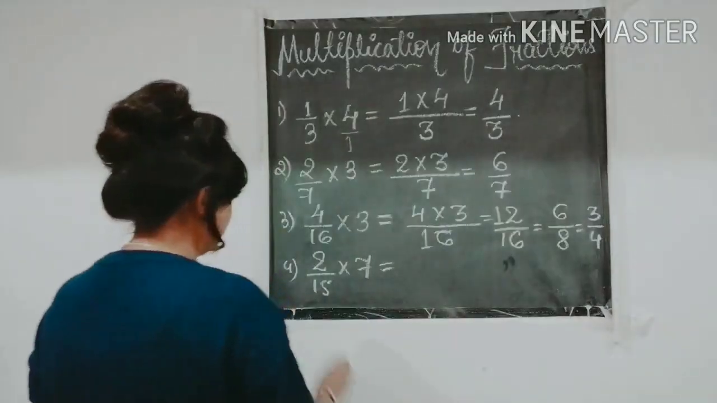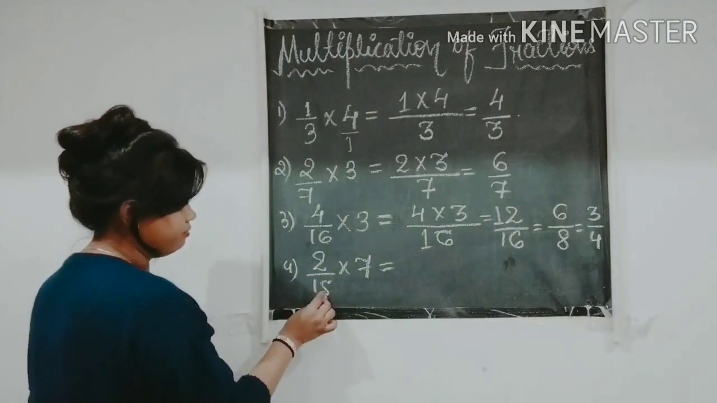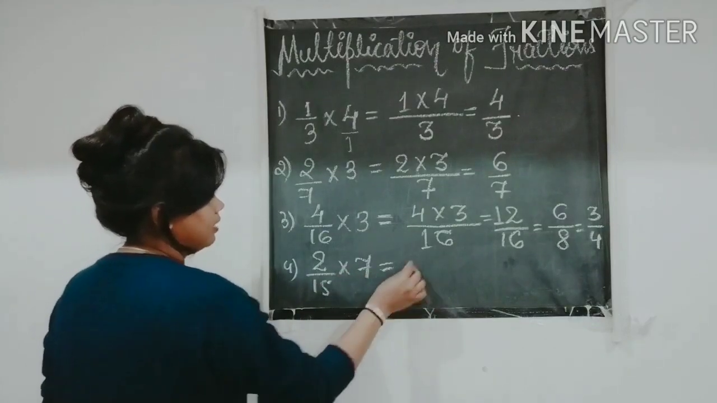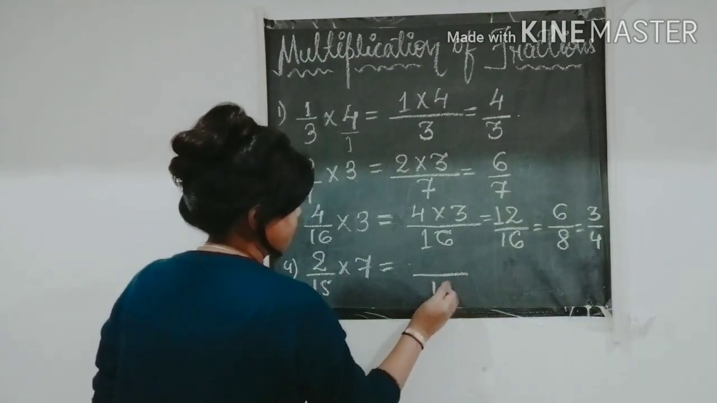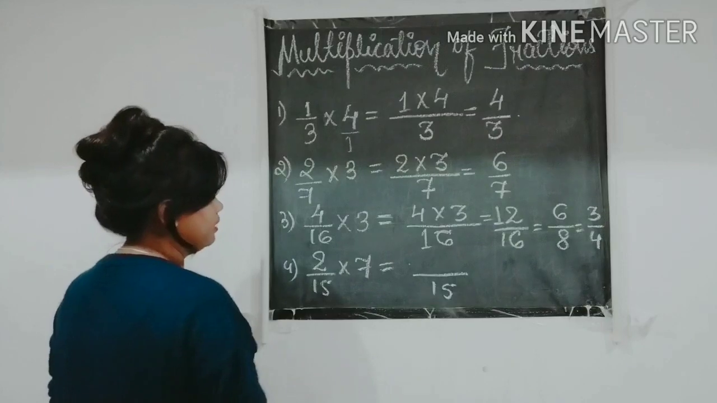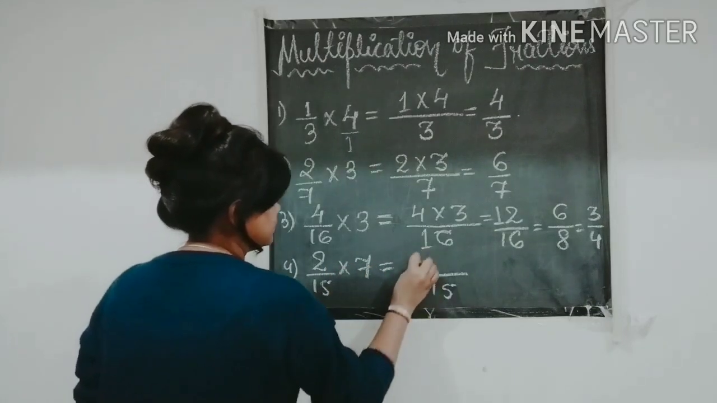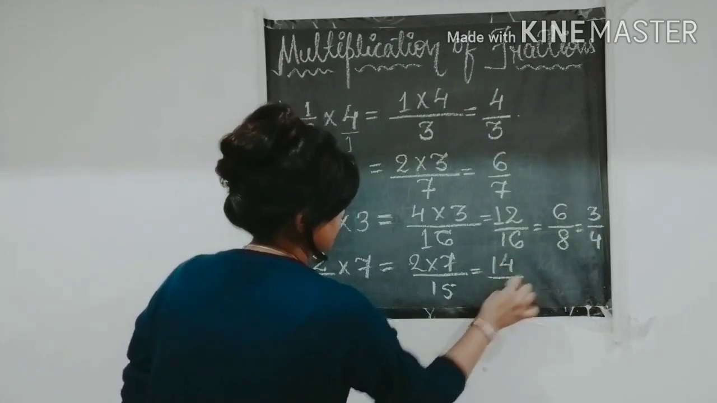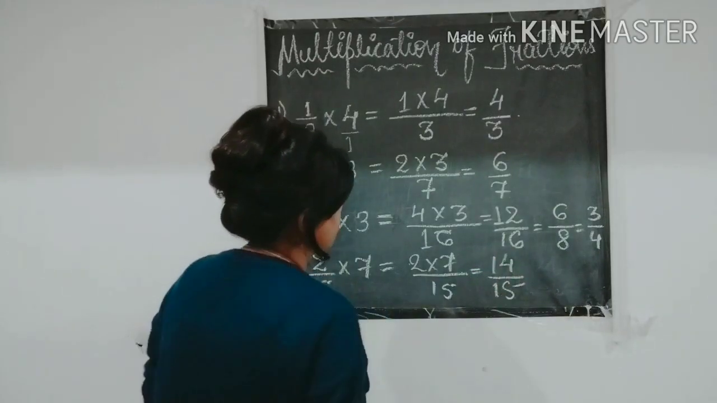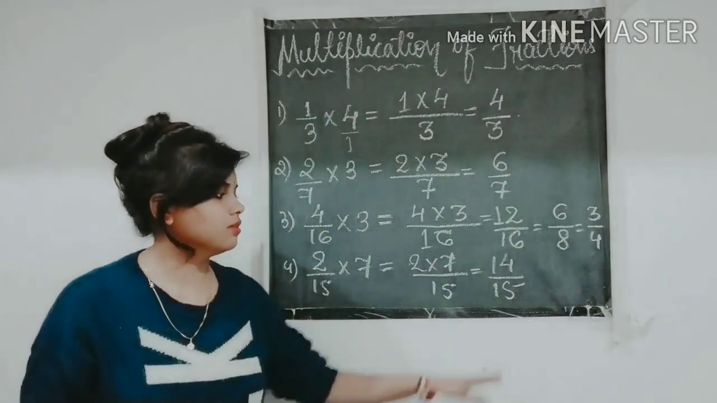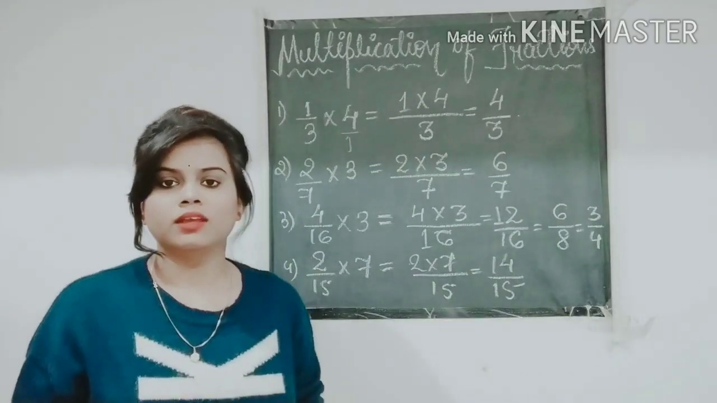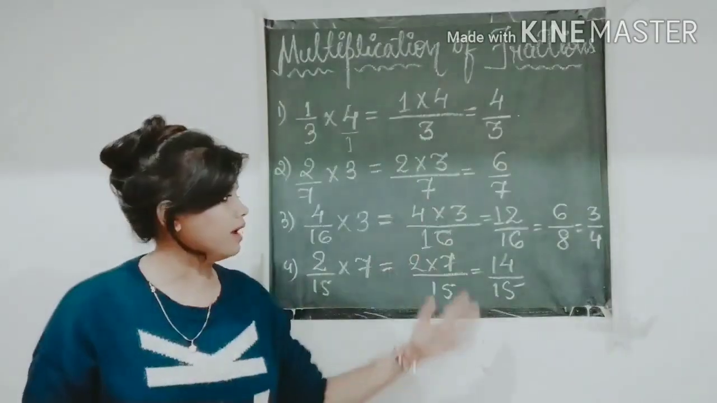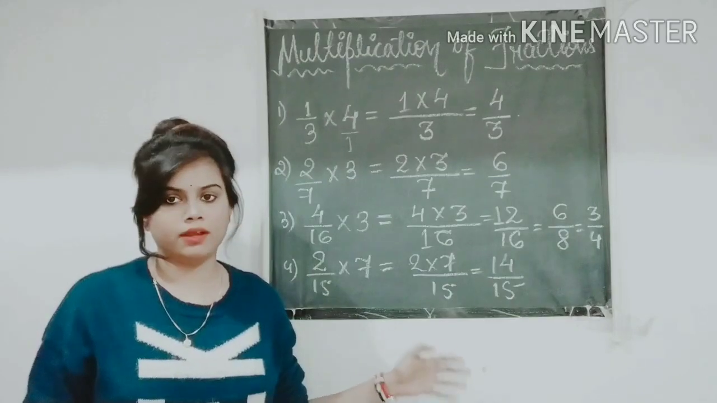Next question is 2 by 15 multiplied by 7. So take the denominator 15 common and 2 multiplied by 7. You will get 14 by 15. So this is your answer. So this is the way you have to multiply a fraction.